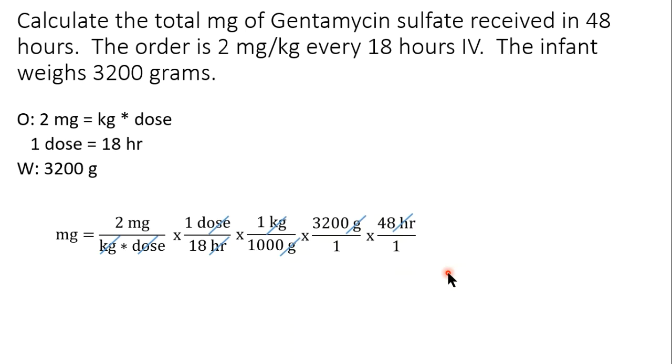So we do 2 times 3,200 times 48 divided by 18 times 1,000 equals 17 milligrams. So the patient is being given 17 milligrams in 48 hours.